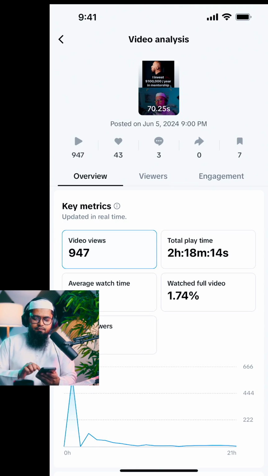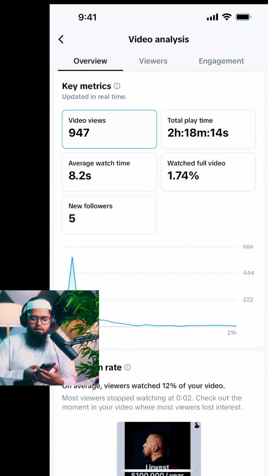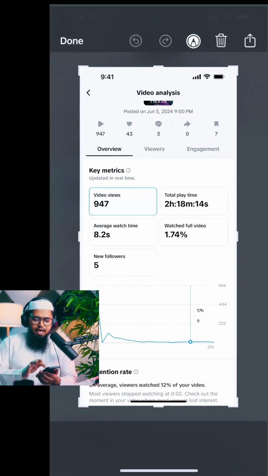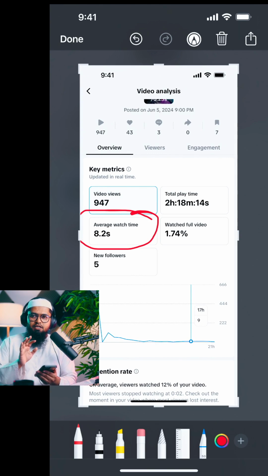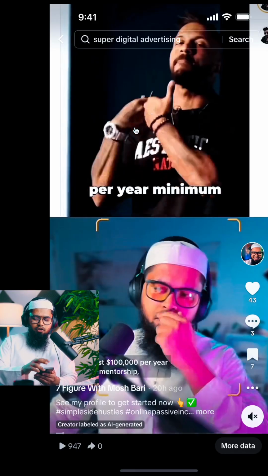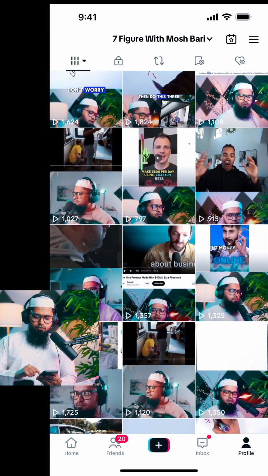And look at this. TikTok works with average watch time. So if the average watch time is high, there is a high chance that it will get viewed by more non-followers and we can gain more followers. For example, 947 views, and people only watched for 8 seconds. So TikTok didn't push it, it didn't go viral, it didn't get a lot of traction, and of course not a lot of followers. So let me show you some videos that worked really well.